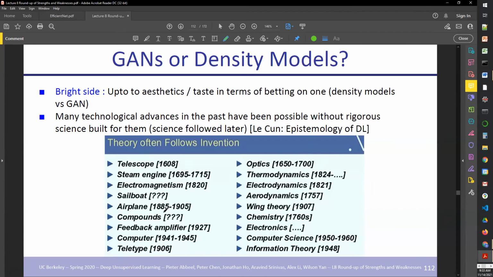The airplanes, the Wright brothers kind of flew before all of the Bernoulli equations and the wing theory, and how it flows over the wings and what causes lift, was formalized, if you will, and so on and so forth. But these are just a variety of examples to illustrate that theory often follows invention. It's not, as we think, that the theory comes first and then the invention follows.